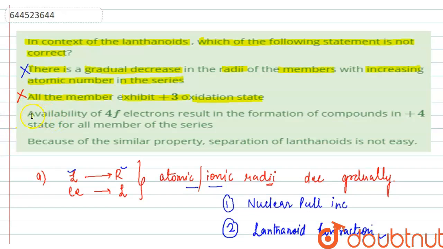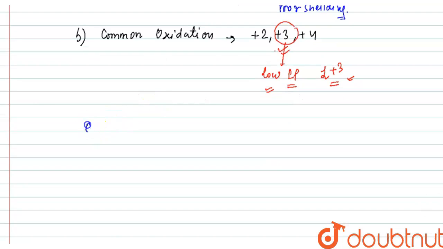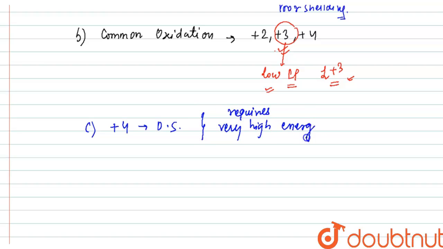Now moving on to the next one, it says that availability of 4f electrons results in the formation of compounds in +4 state for all members of the series. This particular statement is incorrect because all the members do not show +4 oxidation state, because the formation of +4 state requires very high energy. So just because it requires very high energy, the +4 oxidation state is not very common among all the elements in the series.